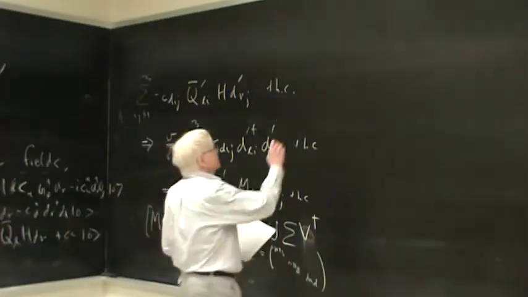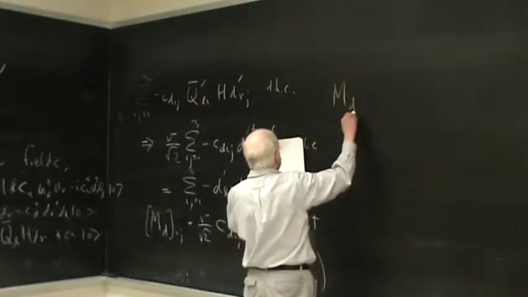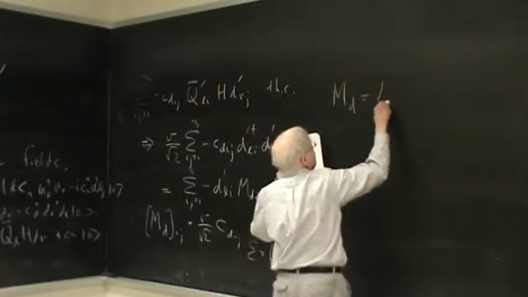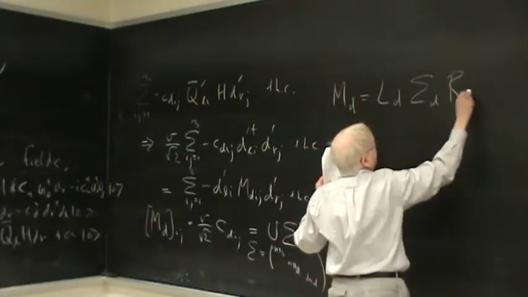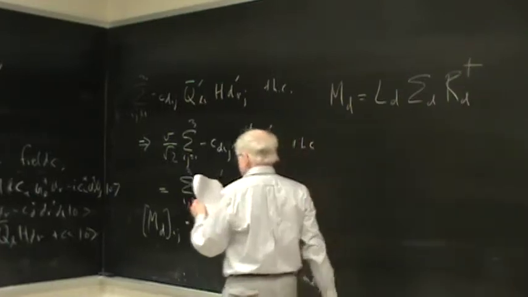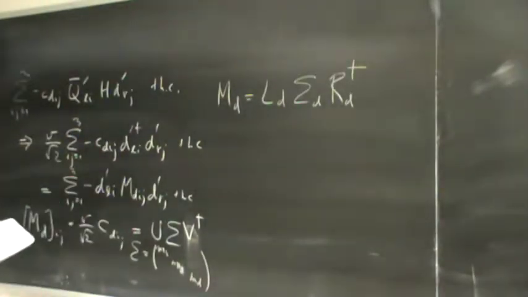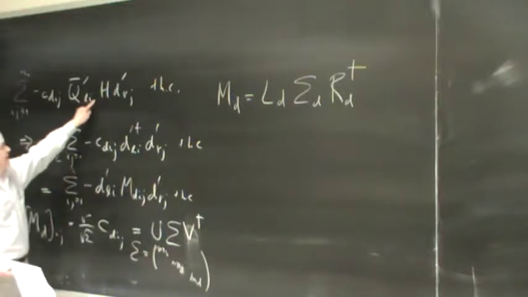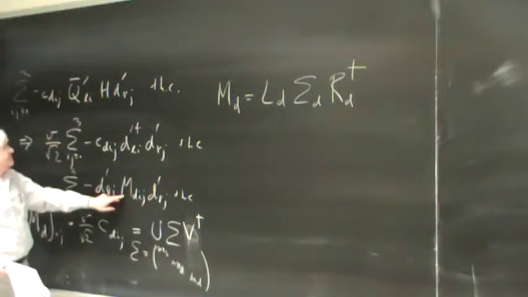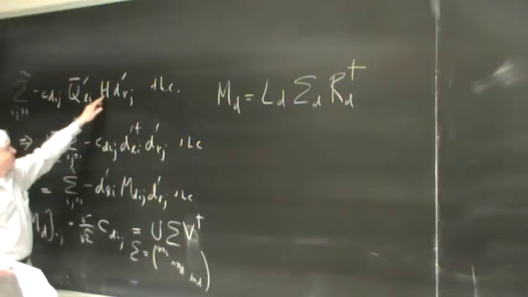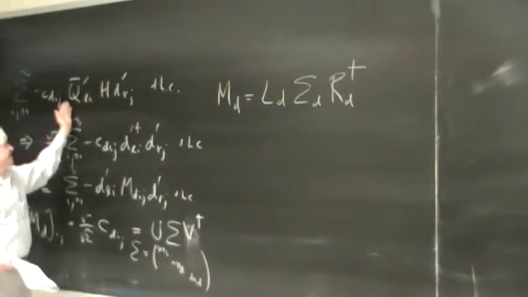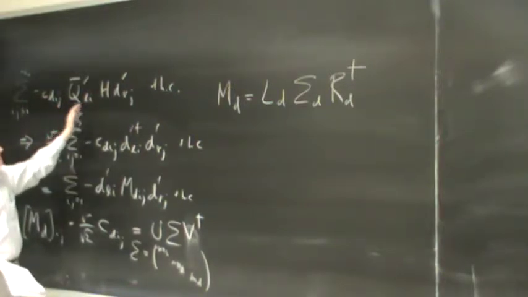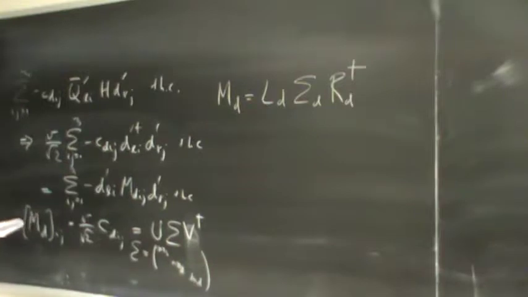And so what I'm going to do in the future is I'm going to write M_D in this way as L_D sigma_D R_D dagger. And why am I writing it that way? Well, because this M_D comes from really the H and the constants. And so there's an L on the left, and then there's an R on the right. So it looks like that.